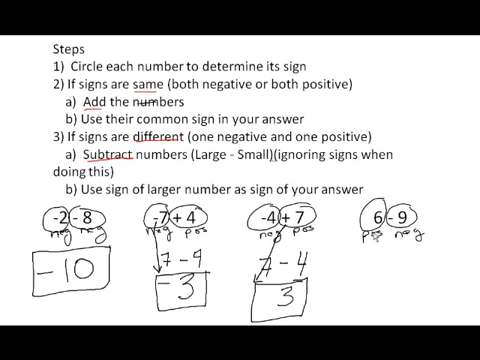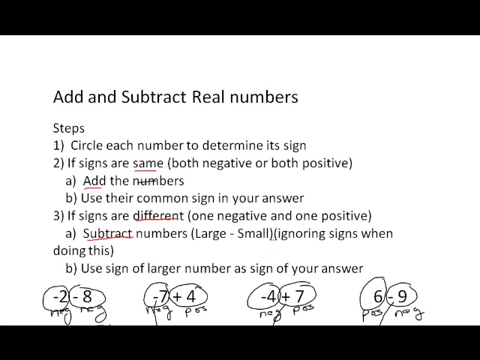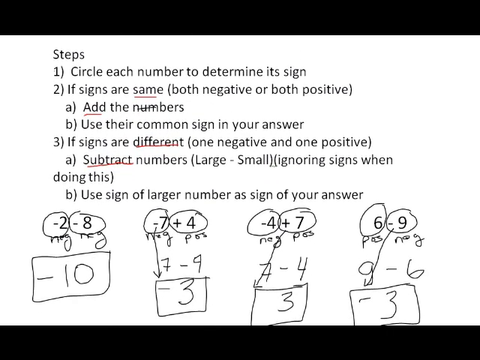Signs are different. A positive and a negative. You subtract. It's always the larger minus the smaller. Larger number is 9, minus the smaller number, 6. Larger minus the smaller is 3. Sign of the larger number, 9. The sign of it is negative, so my answer is negative. This is how you add and subtract signed numbers. Add and subtract real numbers, numbers that have signs on them.